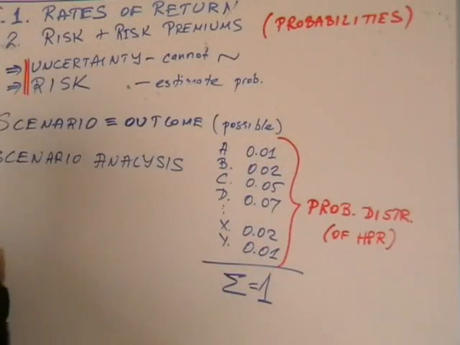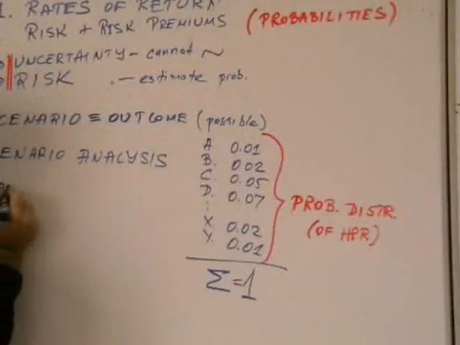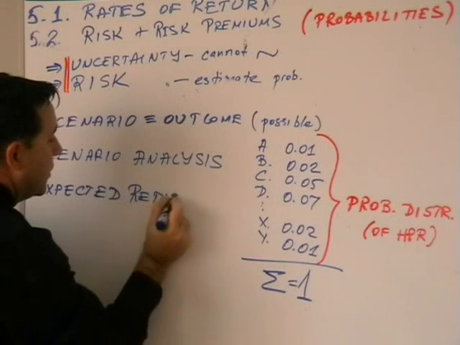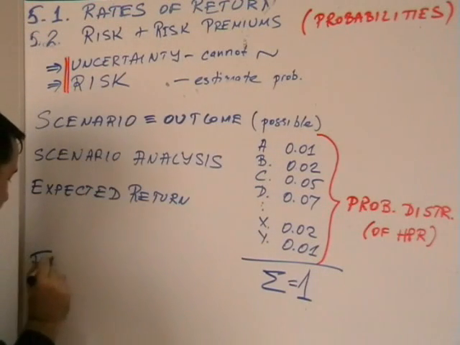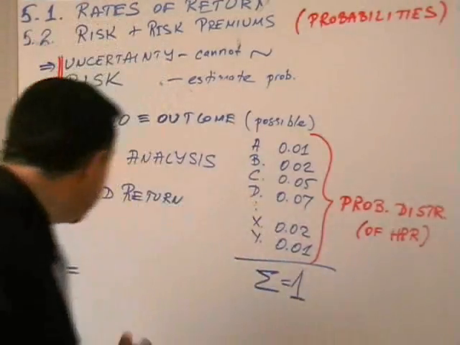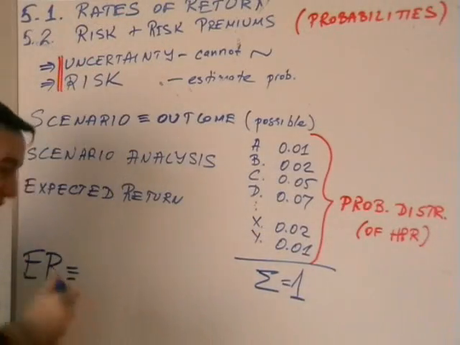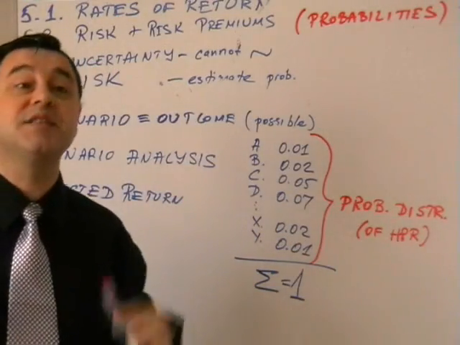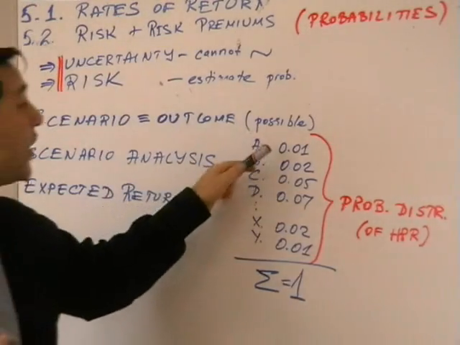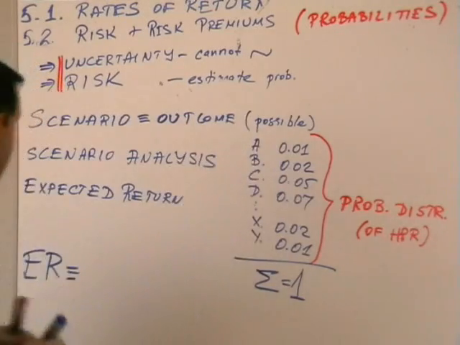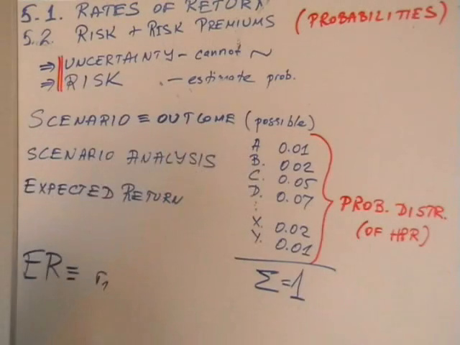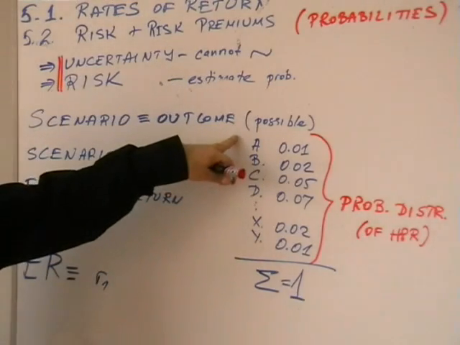So, what's next? Next concept is that of expected return. So, we just say that the expected return is simply, and this is actually a definition from mathematics, the return in each outcome weighted by its probability.